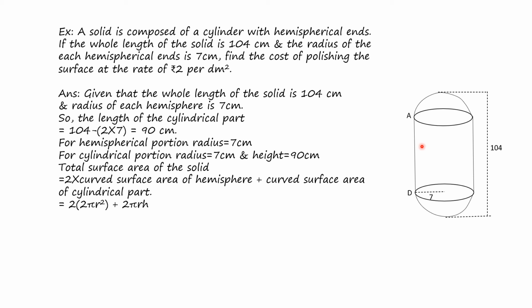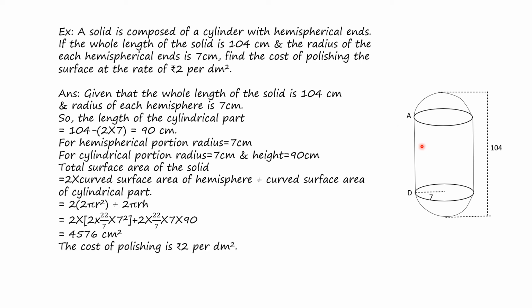But it's 2 into 2 pi r square, that is 4 pi r square, plus 2 pi r h, or on putting the values, it is 2 into 22 by 7 into 7 square plus 2 into 22 by 7 into 7 into 90, or on solving we get it is 4576 centimeter square.